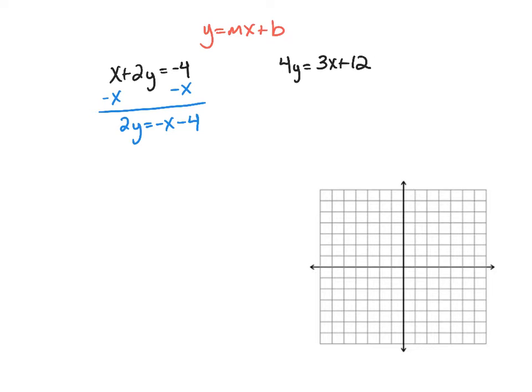And then I'm going to divide the entire problem by 2 to isolate the y. So I get y is equal to negative 1 half x minus 2. So in this problem, my slope is negative 1 over 2. My y-intercept is equal to negative 2.